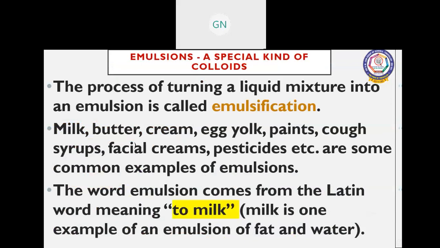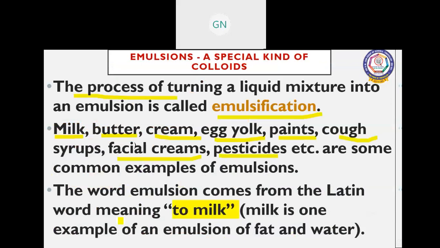The process of turning a liquid mixture into an emulsion is called emulsification. So by this process, two liquids can be mixed together. It is known as an emulsion. Examples are milk, butter, cream, egg yolk, paint, cough syrup, facial creams, fertilizer, etc. These are some of the common examples of emulsion.